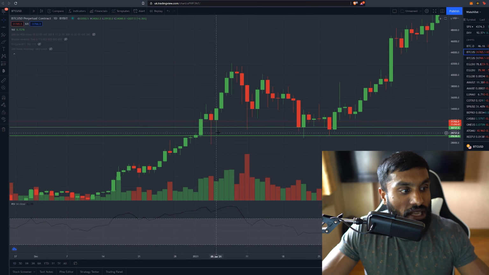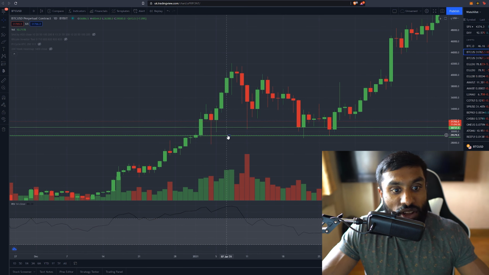And now we can see how in this area we got a wick in here, which was eaten up, a wick in here, eaten up, wick again, wick again, wick again, and the candles closing. This area between around 29,308 and 30,737 seems to be a very significant area of support.